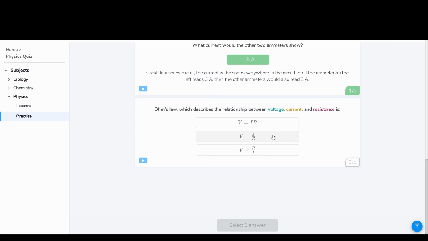Ohm's law, which describes the relationship between voltage, current, and resistance. Among the three, which is the correct expression for Ohm's law? The first one? Very good.